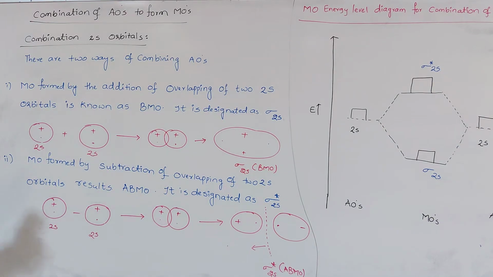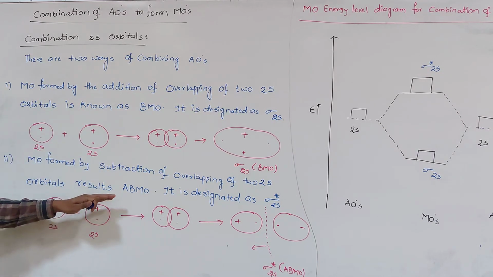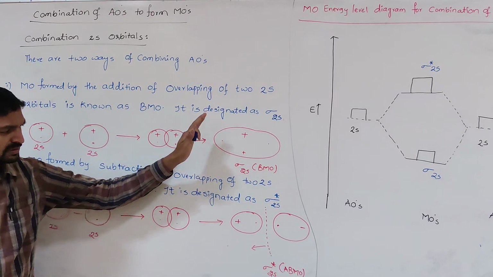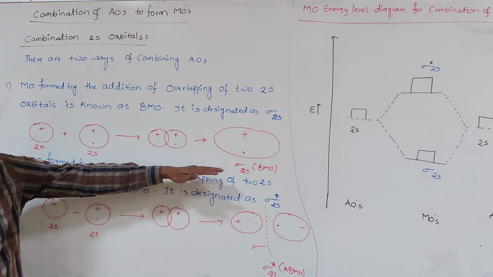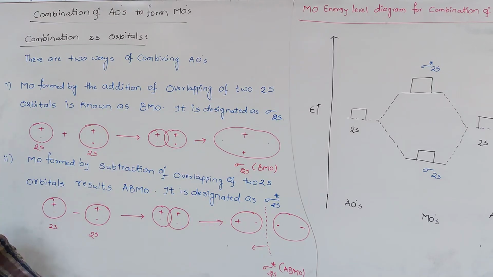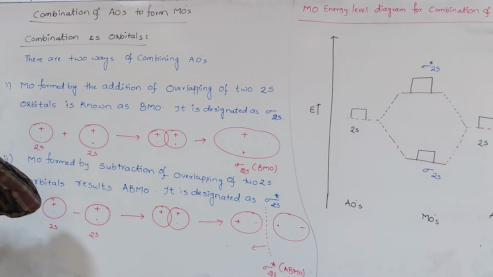Now here, same as the 1s orbitals, there is no difference. Whatever bonding and anti-bonding molecular orbitals are formed, both are of the same shape and differ only in size. The bonding and anti-bonding molecular orbitals formed by the combination of the 2s atomic orbitals are always larger in size compared to the molecular orbitals formed by the combination of 1s orbitals. That is the only difference between the combination of 1s and 2s orbitals.